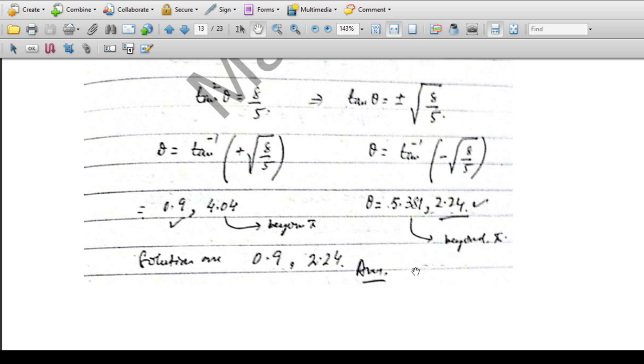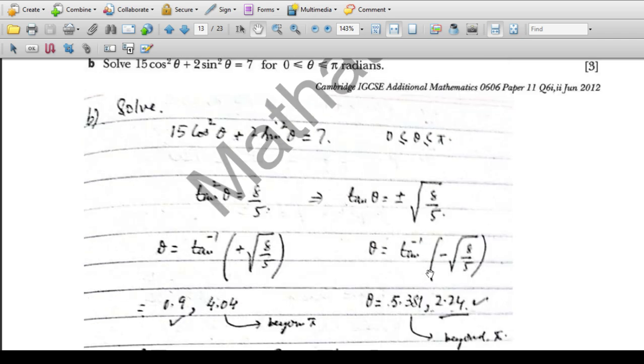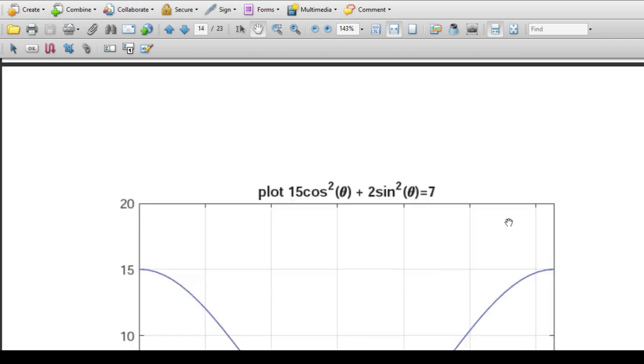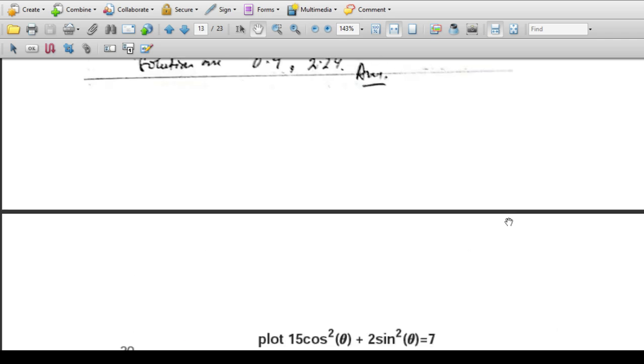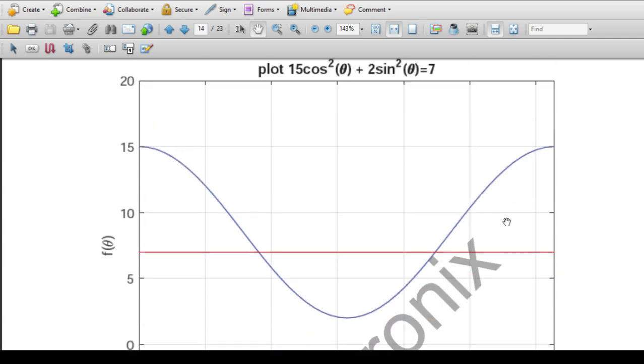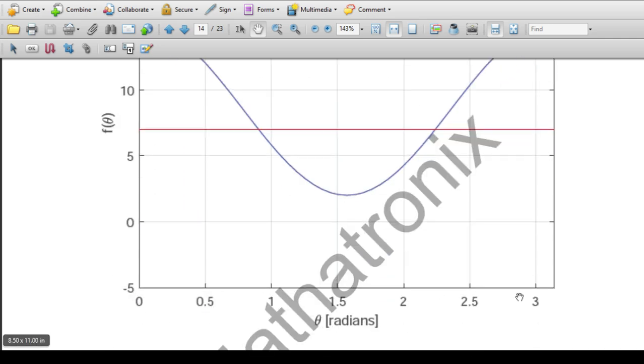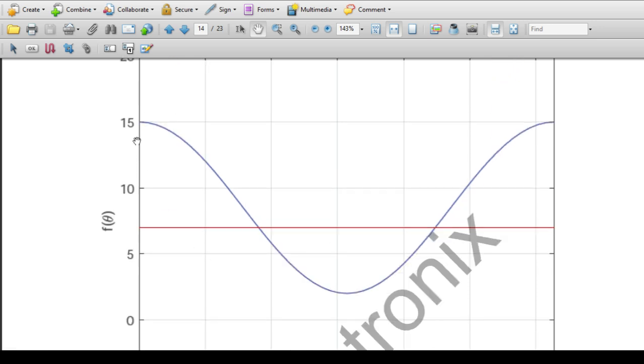We have just plotted it. It is not required in the final examination or any kind of examination, just for better understanding of this problem, to build the concept, we have drawn this graph. I have drawn 15 cos square theta plus 2 sin square theta. We take values of theta from 0 to pi and plot it, from 0 to pi.